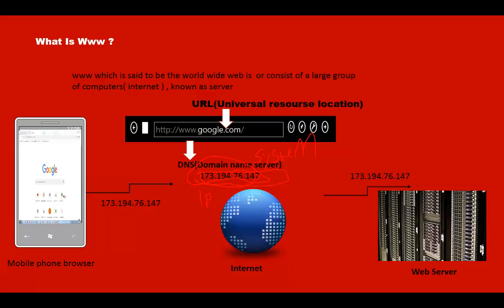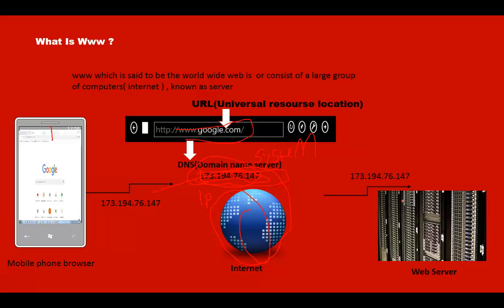173.194.76.147. So whenever this phone is going to send a request for the Google page, it's going to pass through the internet, and the internet is going to take it to the nearest DNS server, the domain name system server, which converts it to its respective IP address, then forwards it and starts searching. Who is 173.194.76.147? And then the server responds, yeah, I am. What do you need? Okay, I just need the Google homepage, that is google.com.